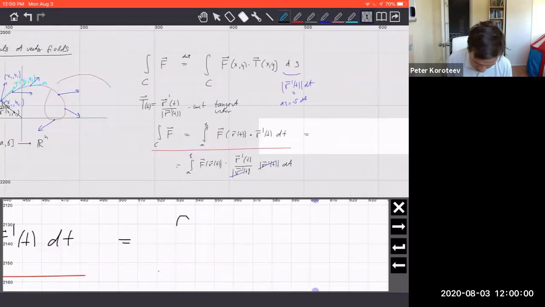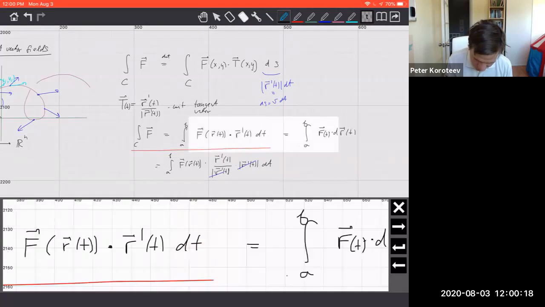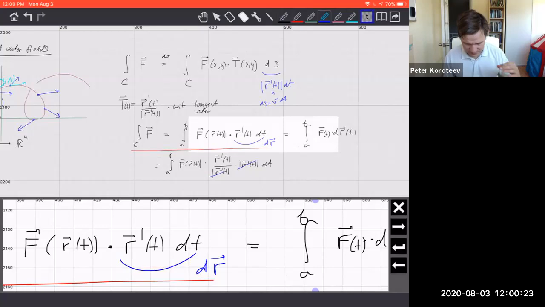Sometimes people also write it like this: the integral from a to b of F dot dr, right? So dr of t. If you denote this with dr, it's the differential of the vector function. Okay.